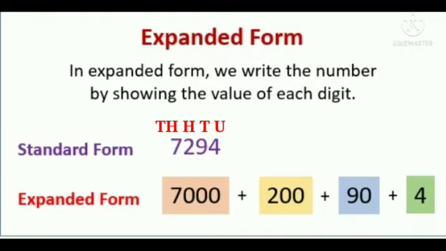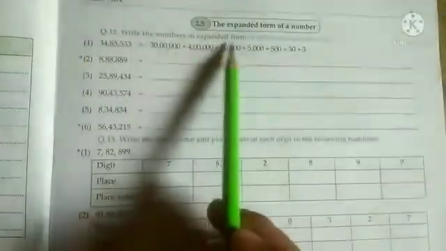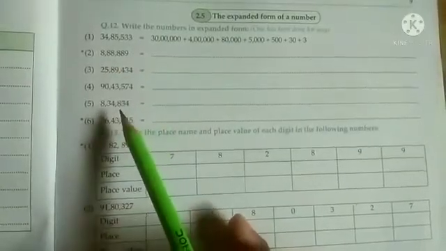Clear how you will write down the expanded form? We are expanding the number. Means what we are doing? We are writing the place value of the given digit. Clear? See question number 12 of your workbook, page number 9. Write the numbers in expanded form. One has been done for you. Here the first one has been done for you. You have to do the remaining ones.